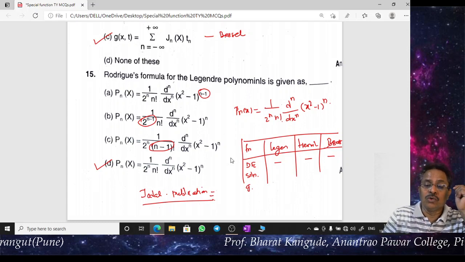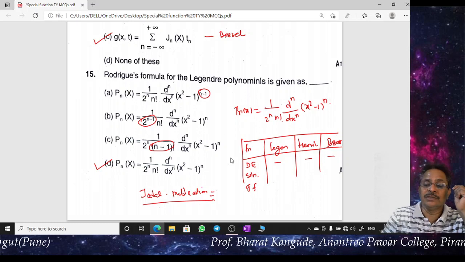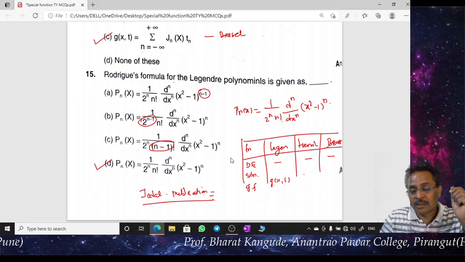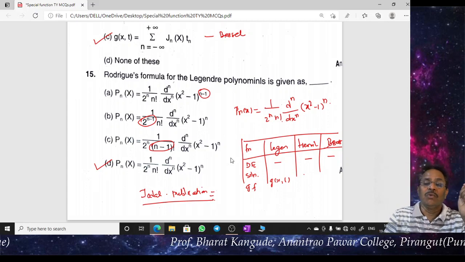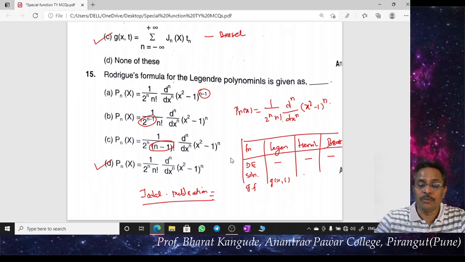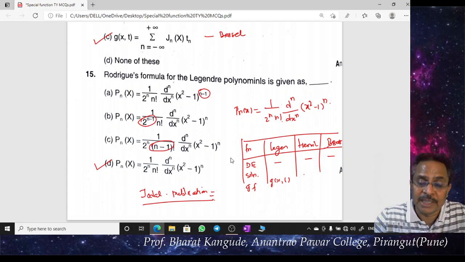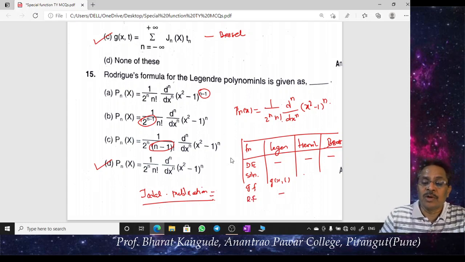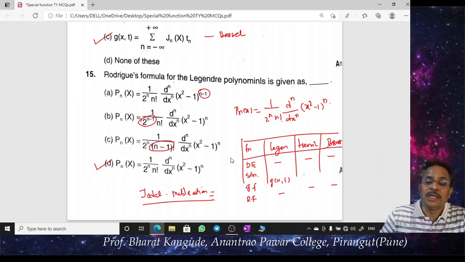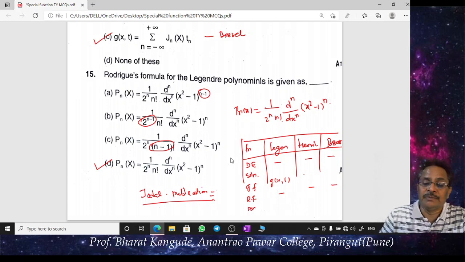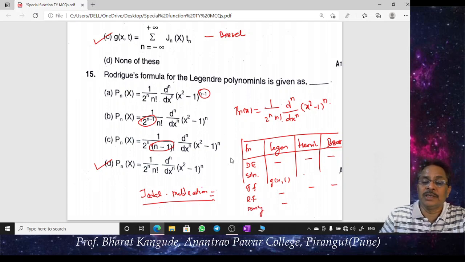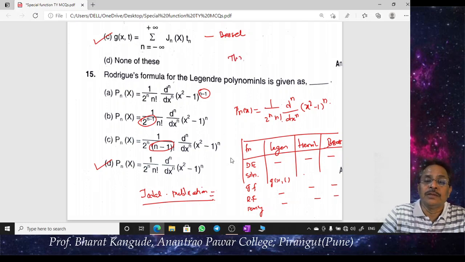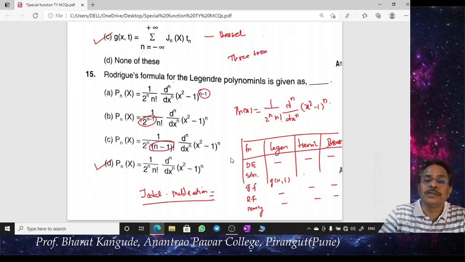Then we have seen how to use the generating function. What are the different generating functions? G of x, t for this, for this, for this. By comparing these, we can very easily understand what the generating functions are for different types of polynomials. Also we can go for the Rodrigues formula: write the Rodrigues formula for Legendre, for Harmonic, for Bessel. Then go for some of the properties like parity. Write the parity expression for Harmonic, for Legendre, for Bessel, and there is the 3 terms recurrence relation.